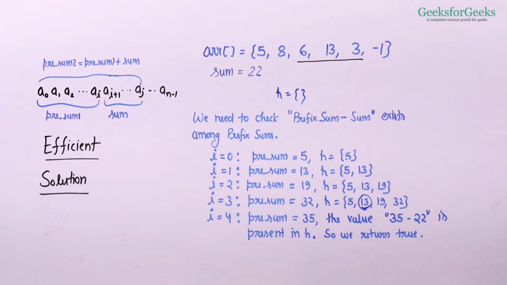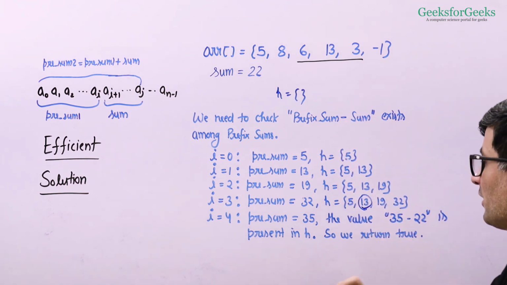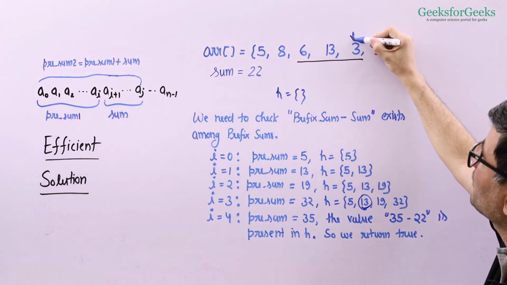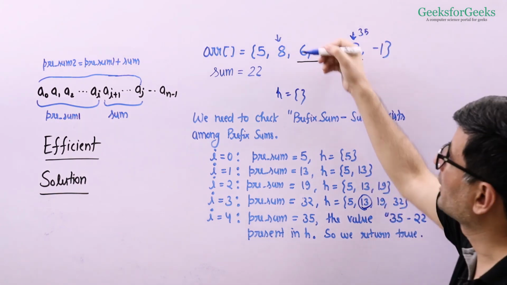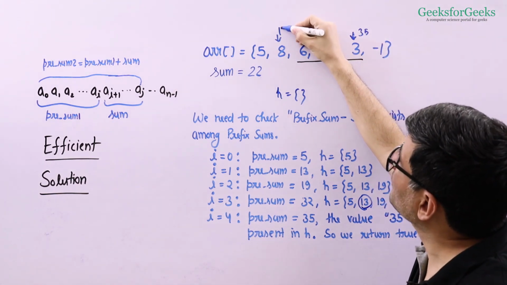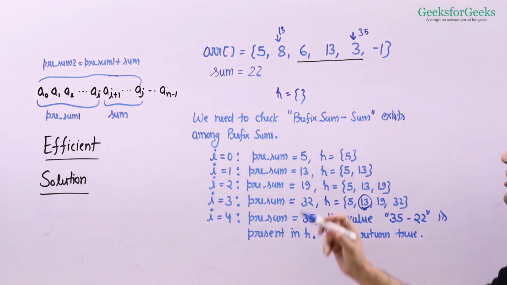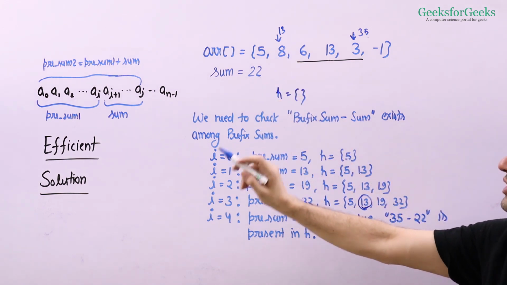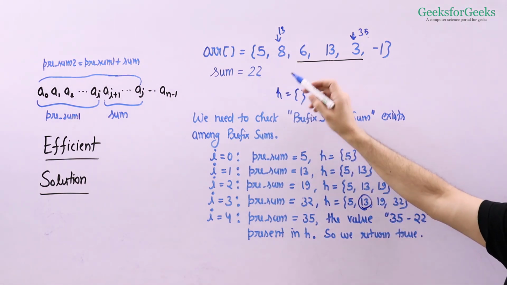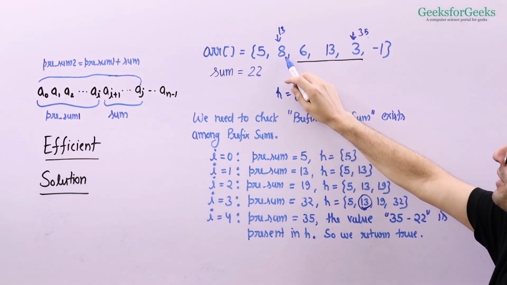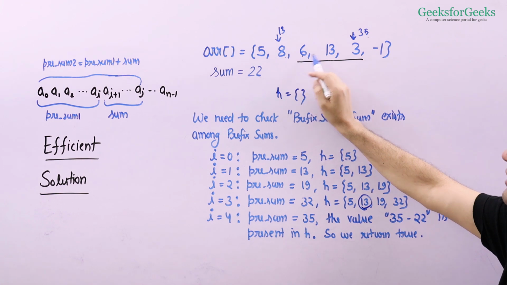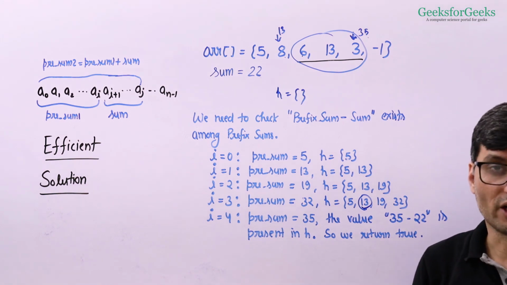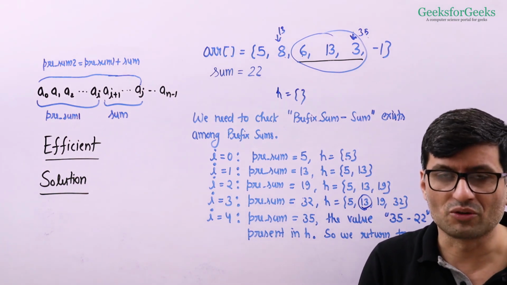right? What it means is the prefix sum, if you see, for index 4 becomes 35. At this point, we have the prefix sum as 13, right? So if you see the difference between these two, 35 minus 13 is 22, which is our given sum. So what it means is the subarray beginning from this index plus 1 till this index is the required subarray with given sum. Now you have enough idea how to do it.